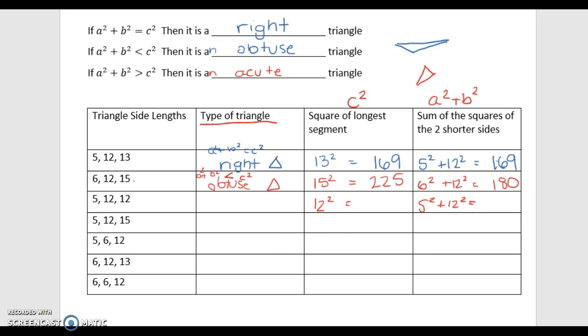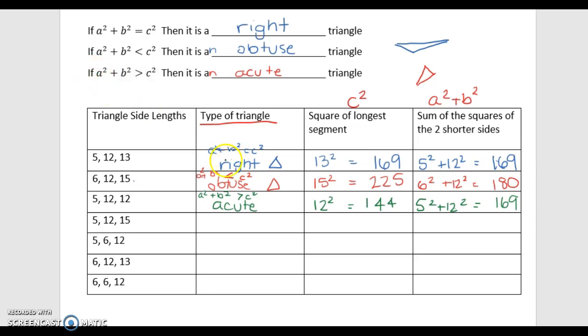Pause the video, go ahead and get that real quick. As you can see, a squared plus b squared is 169. Therefore, it's greater than c squared, which is 144. So a squared plus b squared is greater than c squared, which makes it an acute triangle.